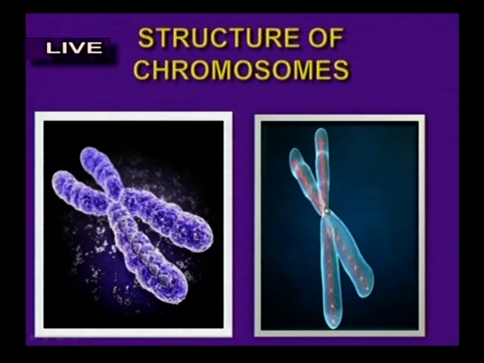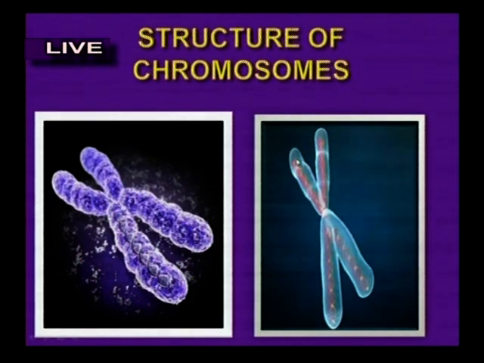So see here, friends, a knob-like structure which is the primary constriction present in the center. This is called as centromere. See how interesting this is. Here we can see that DNA is present in this chromosome.